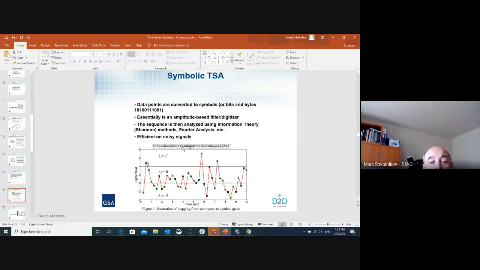Okay, so next is, again, I don't think it's something that you can use, but you should be aware of it. It's the symbolic time series analysis model. Essentially, you are digitizing your time series. You put some kind of threshold, and whatever comes over it, you give it a symbol. Then the whole world of information theory methods becomes available to you. It's very efficient on noisy signals.